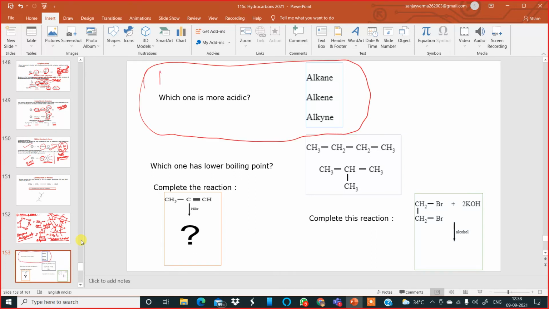Okay, this is question number one. Then question number two is here. Question number two: which one has a lower boiling point? Which one has a lower boiling point among these two?